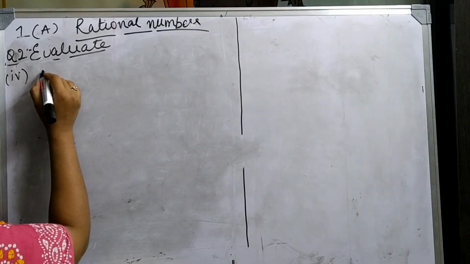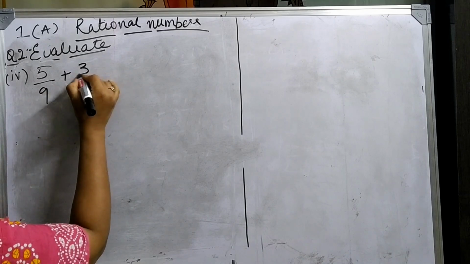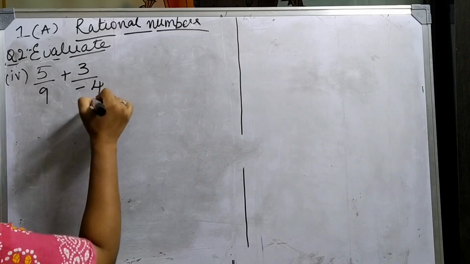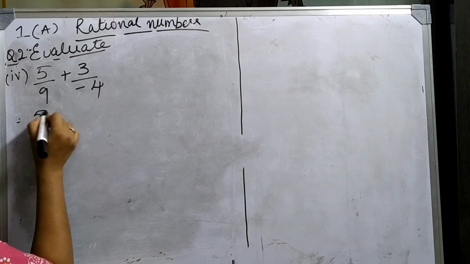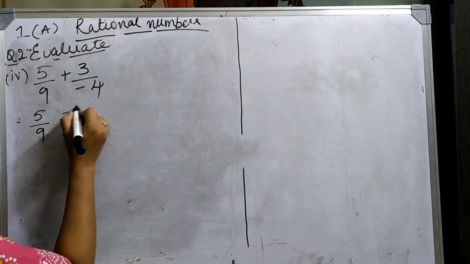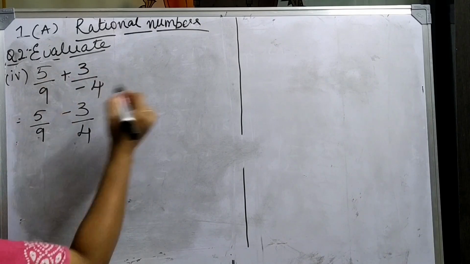Alright, the next question is 5 by 9 plus 3 by minus 4. So we have to take the LCM of 9 and 4, which is equal to 5 by 9 minus 3 by 4, plus into minus. That is how you got minus here.